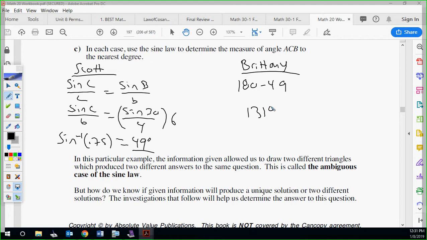Okay, but how do we know if the given information will produce a unique solution or two different solutions? So the next thing we're going to do is figure out what's the trigger for when we should expect two answers. That's what we're going to be doing today.